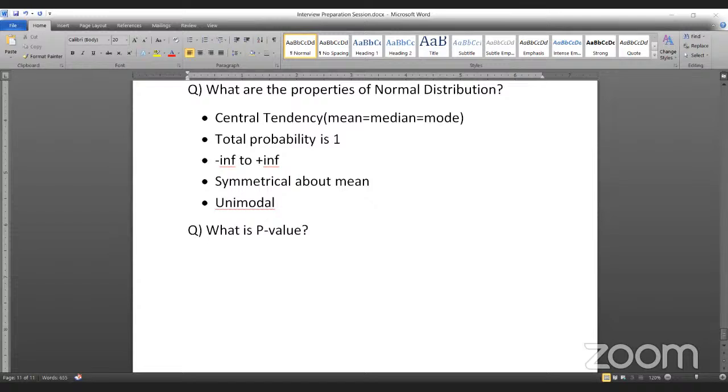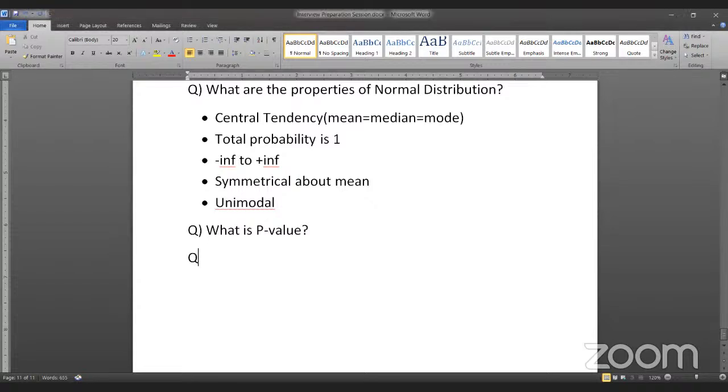Now coming to the next one: what is the alpha value? Let me just write it out. What is the alpha value?